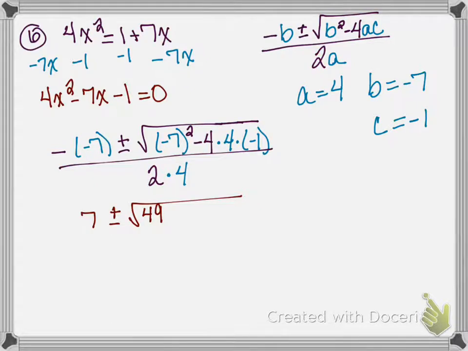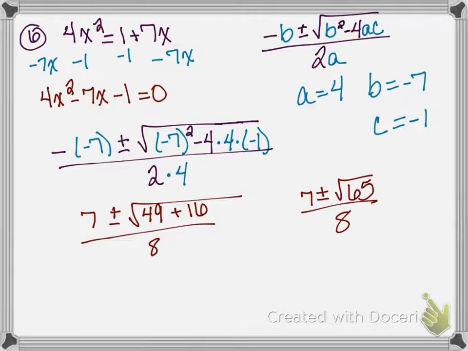Negative 4 times negative 1. That is going to be positive 16. Negative 4 times 4 is negative 16. Times another negative makes it positive. It's all over 8. So, my final answer here is 7 plus or minus the square root of 65 over 8. I think that is exactly what one of the answers to your quiz questions were.